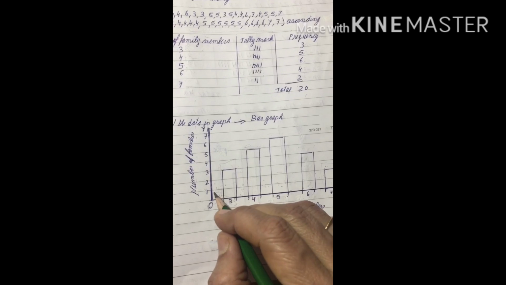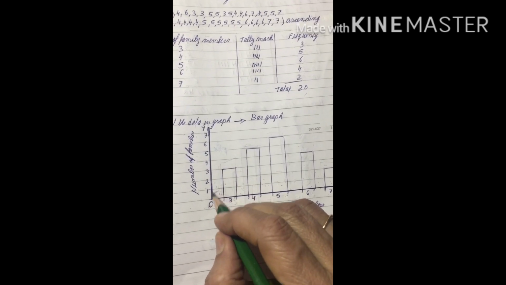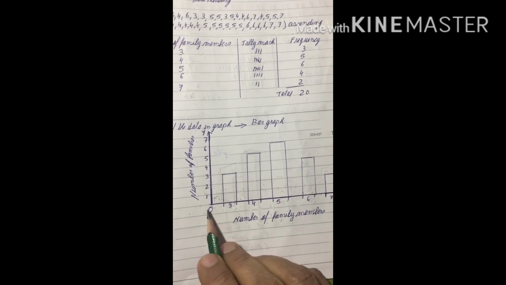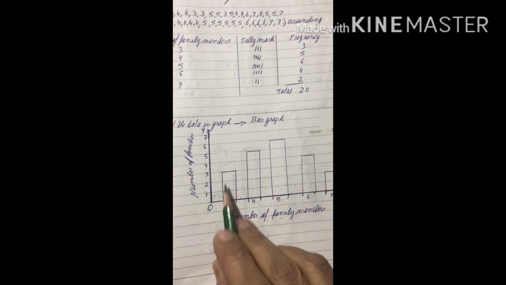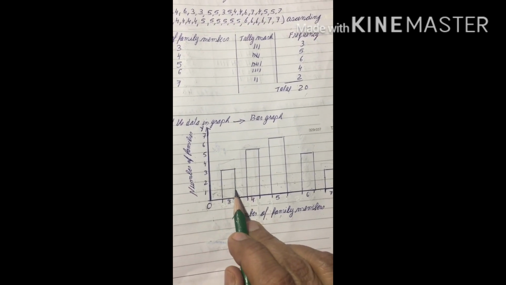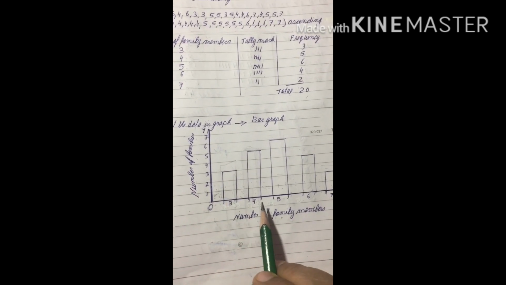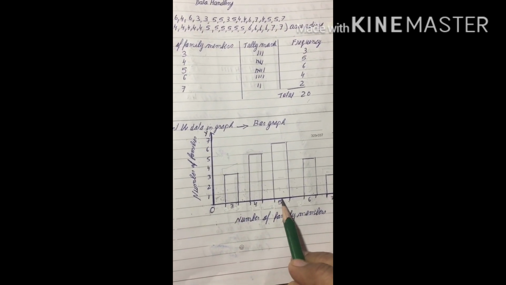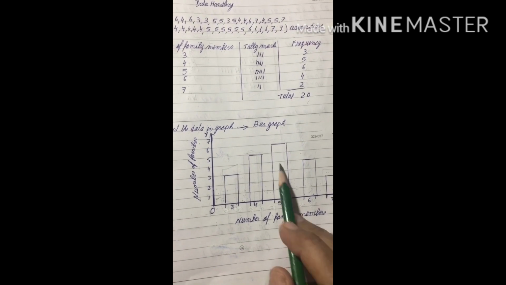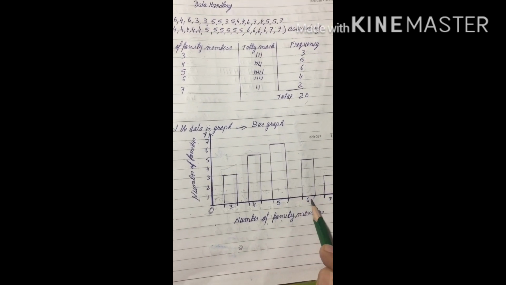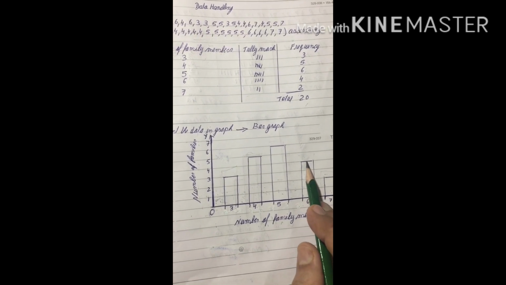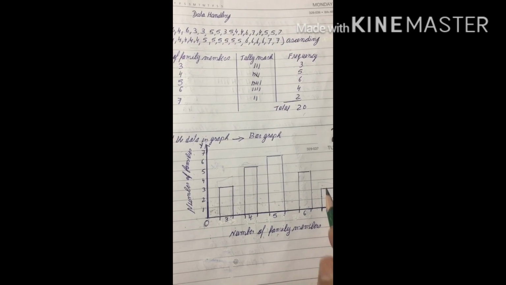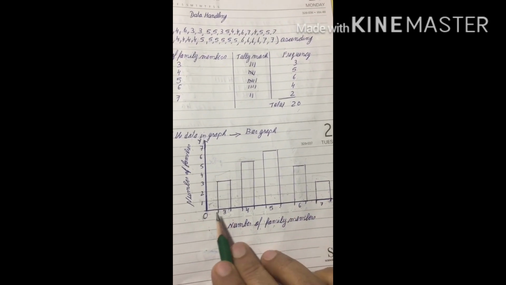Clear? It means what is the scale of the graph? The scale of the graph is 1 square is equal to 1 family. Now how many families are having 3 family members? 3. So we have drawn the rectangle like this. Now how many families are having 4 family members? It is 5. Clear? Then how many families are having 5 members? It is 6. Then how many families are having 6 members? That is 5. How many families are having 7 family members? That is only 2. Now this is called the bar graph.